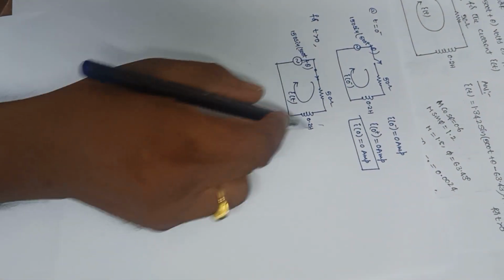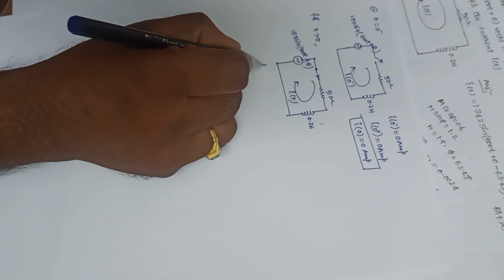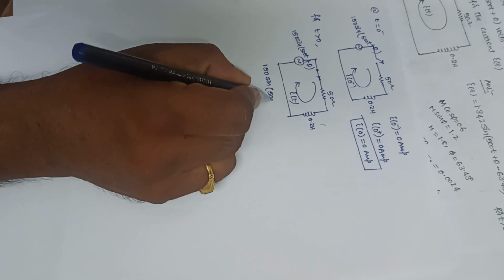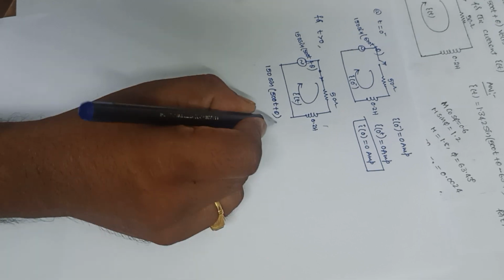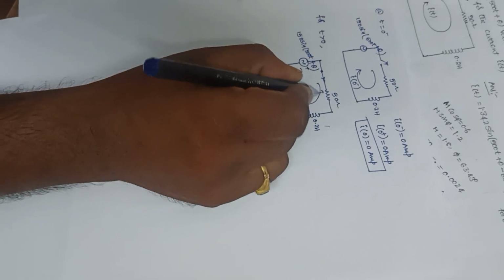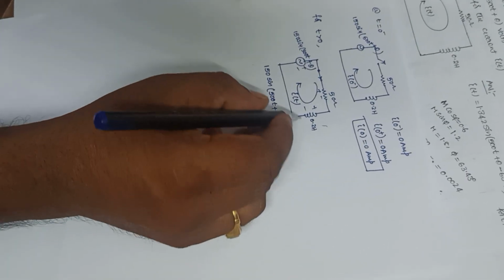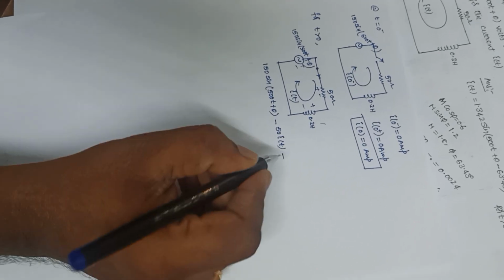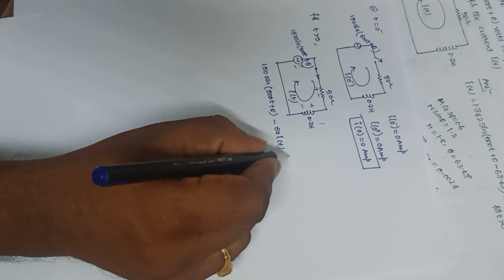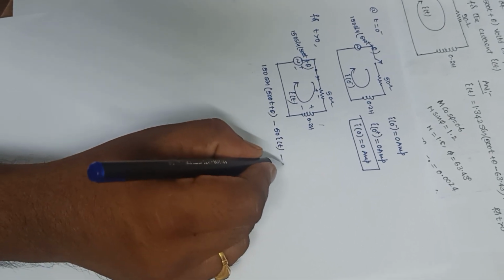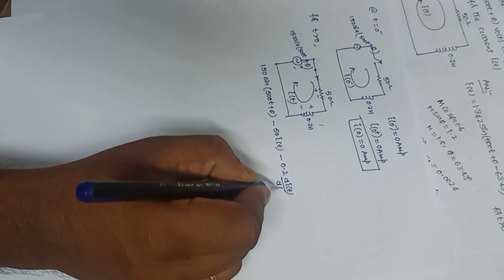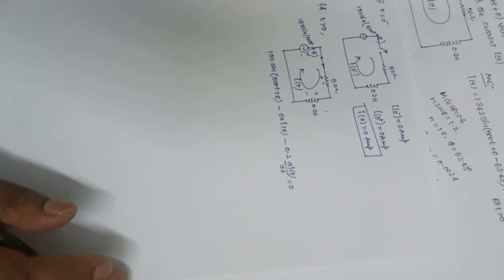Now apply the KVL for this loop. 150 sin(500t plus theta), minus 50 into I of t, minus VL of t. VL of t is L into di of t by dt. L value is 0.2, times di of t by dt, equal to 0.